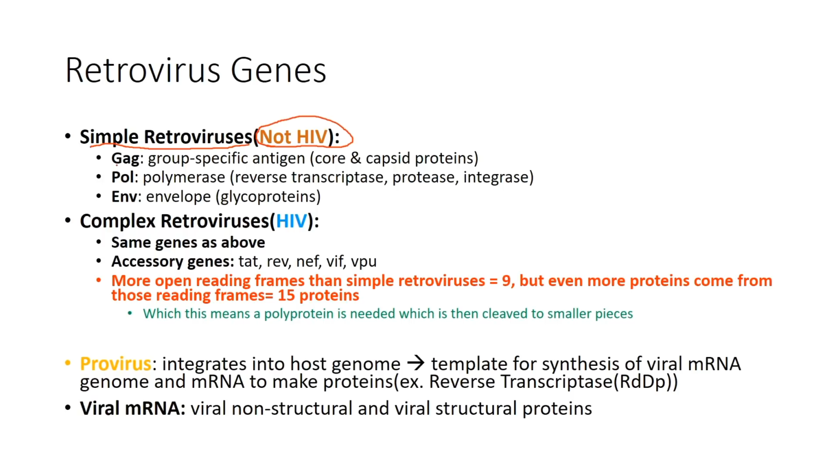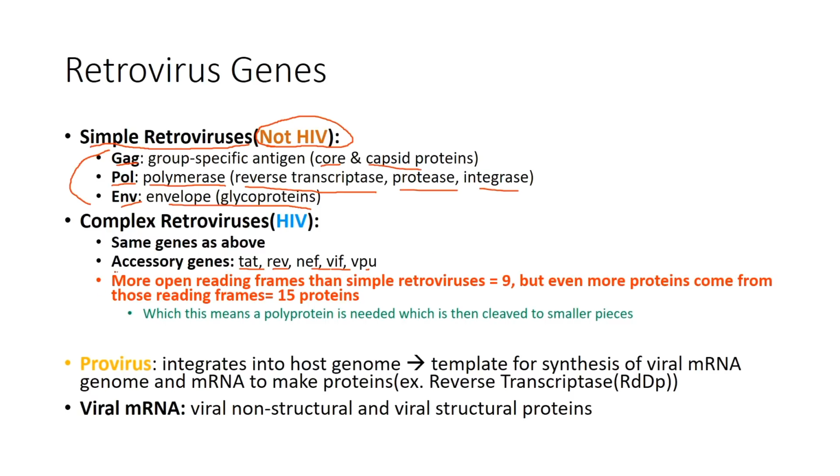So simple retroviruses have a GAG, which is a group-specific antigen, which is like the core and capsid proteins. They also have a Pol gene, which creates your polymerase, such as RT, your protease and integrase. And then they also have an ENV for envelope or glycoproteins. Those proteins are important for attachment and reinfecting different cells once it buds off. And complex retroviruses, such as HIV, have these same genes, the GAG, Pol and ENV, but they also have accessory genes such as your TAT, REV, NEF, VIF, and VPU.